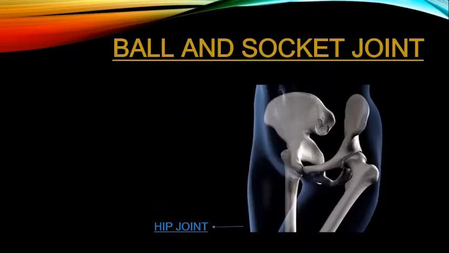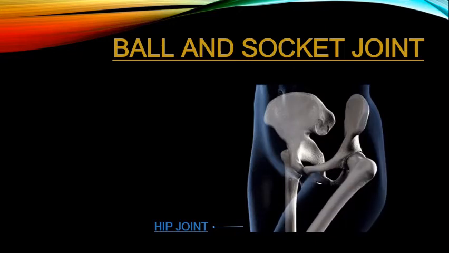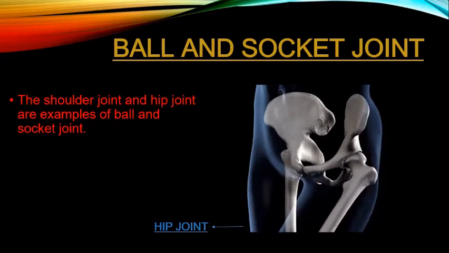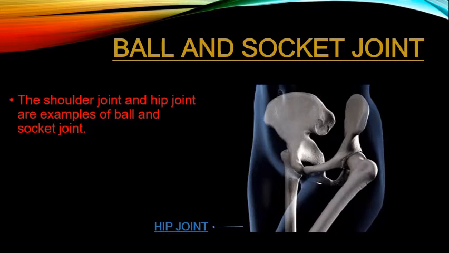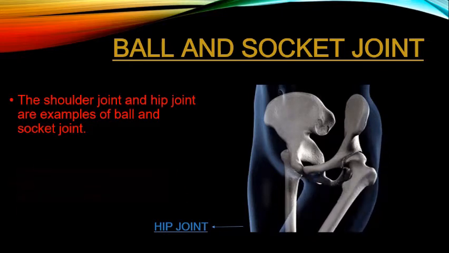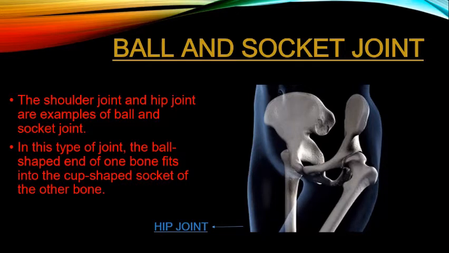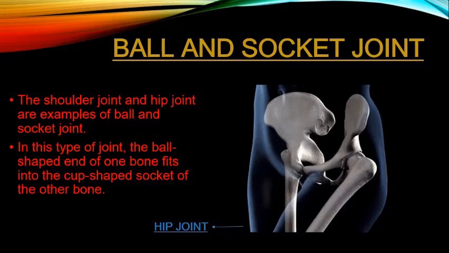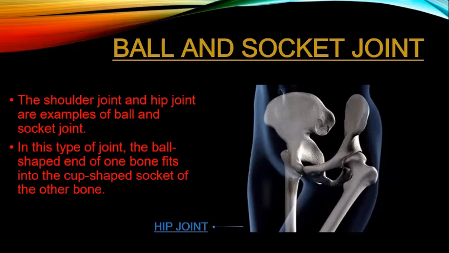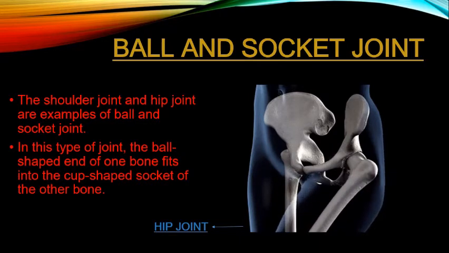Now the first one is ball and socket joint. The shoulder joint and the hip joint are the examples of ball and socket joint. In this type of joint, the ball shaped end of one bone fits into the cup shaped socket of the other bone. It allows movement in all directions.